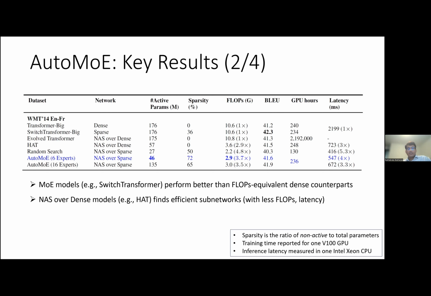Okay, so the next thing we see here is NAS over the dense models. For example, HAT in this case, it can find an efficient subnetwork which works pretty well with much less flops and latency. Now you might also ask that, okay, evolve transformer is also a NAS model. In this specific dataset, it doesn't do that good.